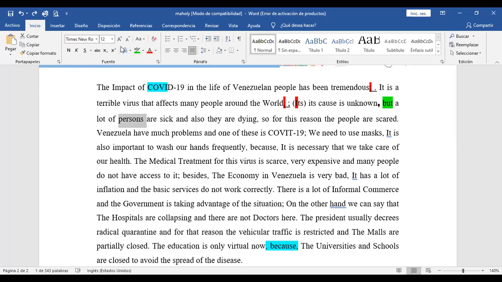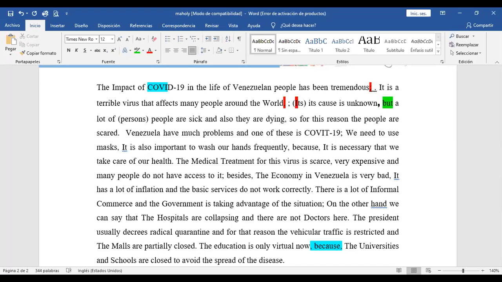Dice, but a lot of persons or people, ahí pudiésemos cambiar persons por people, are sick and also they are dying. Ajá. Ricardo dice que coloquemos una coma delante del and. ¿Qué dicen los demás? ¿Será necesario? No, it's not necessary. It is not necessary to use it there. It says, but a lot of people are sick and ahí podemos eliminar and they are dying.